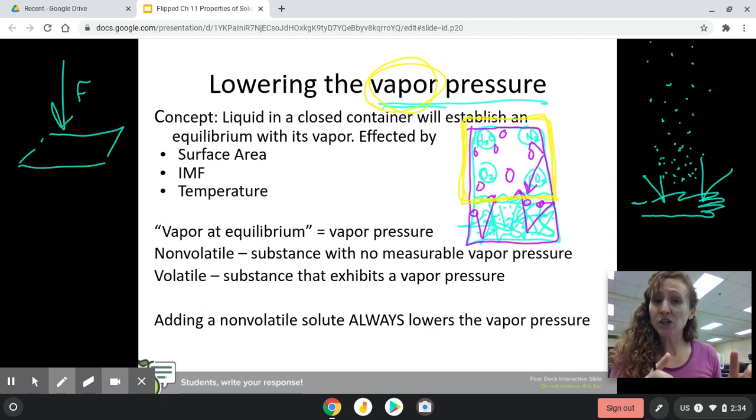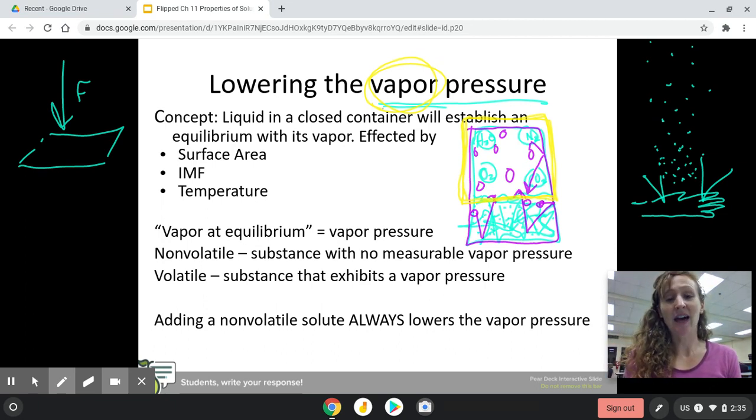So vapor pressure is the pressure of a gas that has escaped the liquid phase, gone into the gas phase, and is now exerting a pressure inside that closed container. Emphasis on closed container. Has to be a closed container. Okay. So now we know what vapor pressure is. Here you can see a very concise definition of vapor pressure. A liquid in a closed container will establish equilibrium with its vapor.